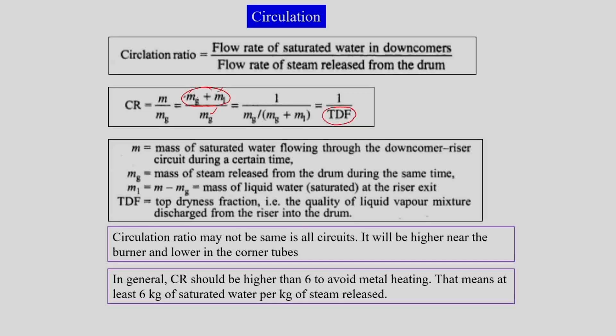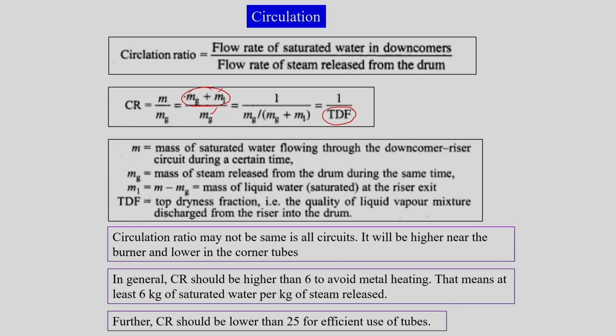Further, we should have an upper limit of the circulation ratio, which is around 25. If we provide a circulation ratio of more than 25, then we would have to heat the water through many passages, or pass the water many times into the loop, since water will not reside for a longer time in the tubes. Hence, to avoid this and to make the water's heating efficient, we have to provide a circulation ratio lower than 25.